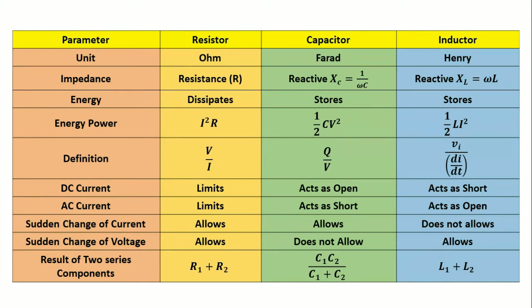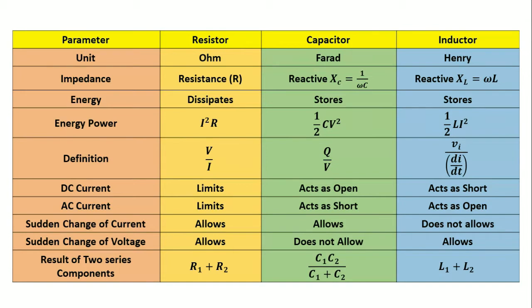The definition of the resistance is given as R equal to V by I, and for the capacitor it is given as C equal to Q by V, and for the inductor it is given as L equal to V by di by dt. So these are the definitions of resistor, capacitor and inductor.